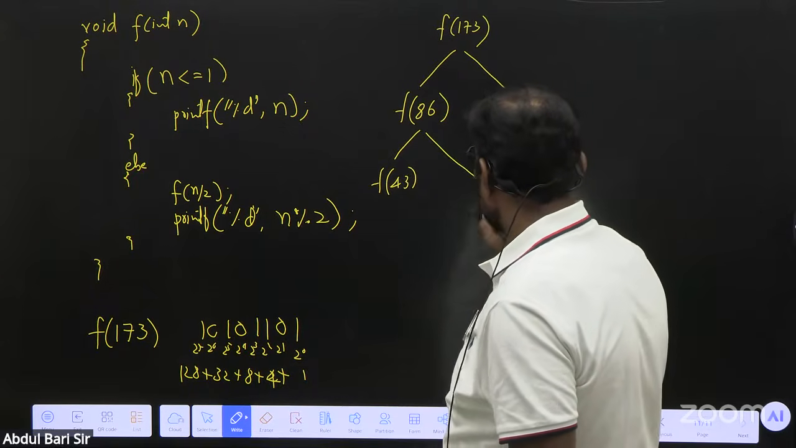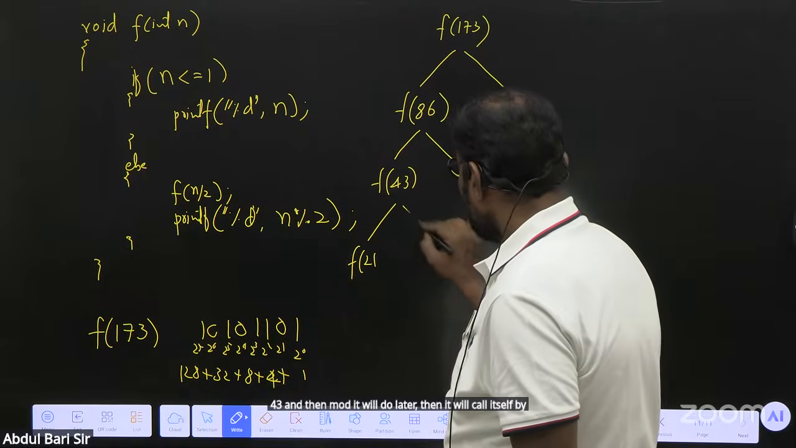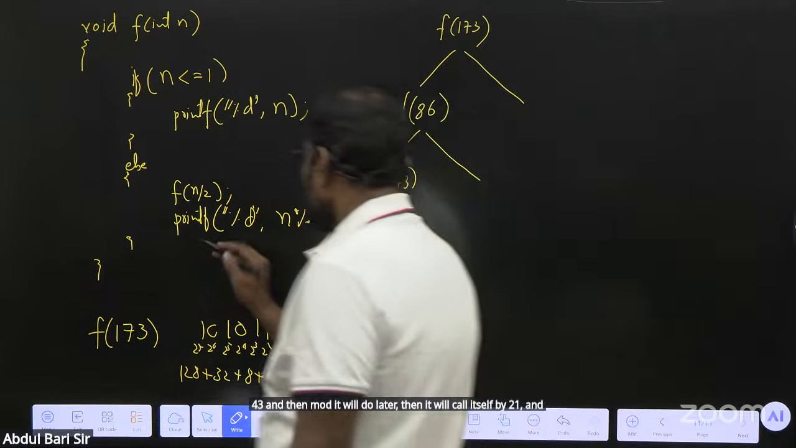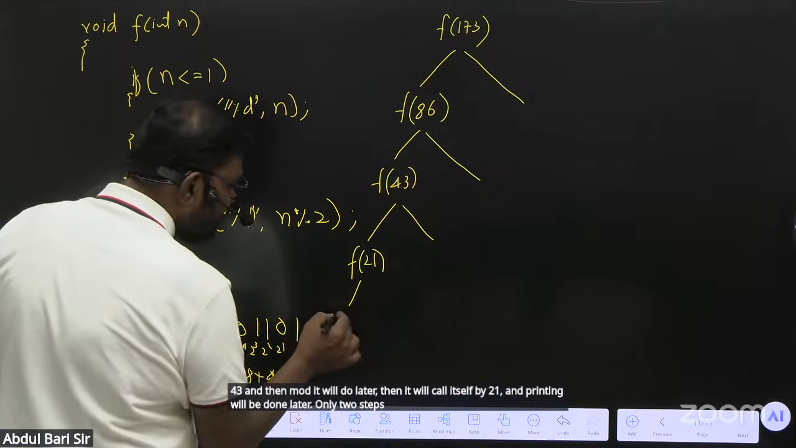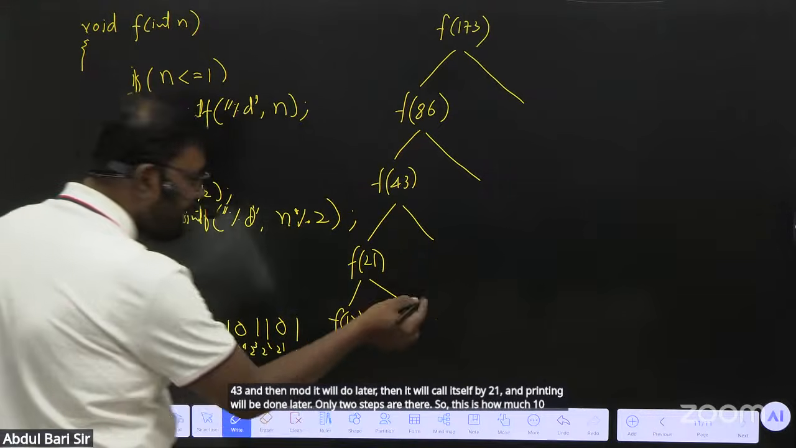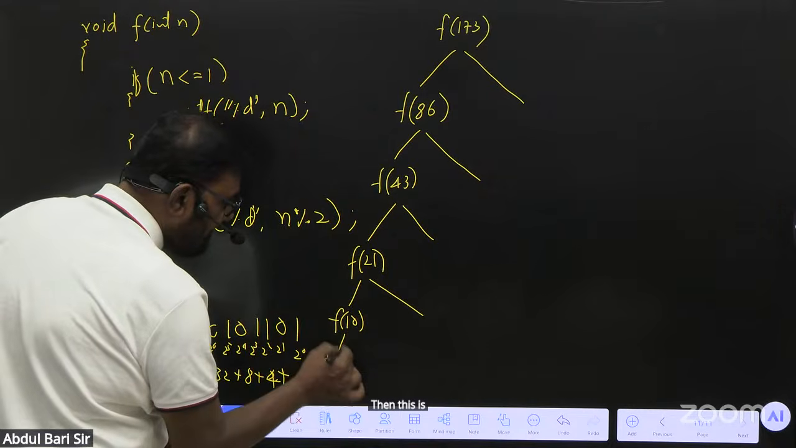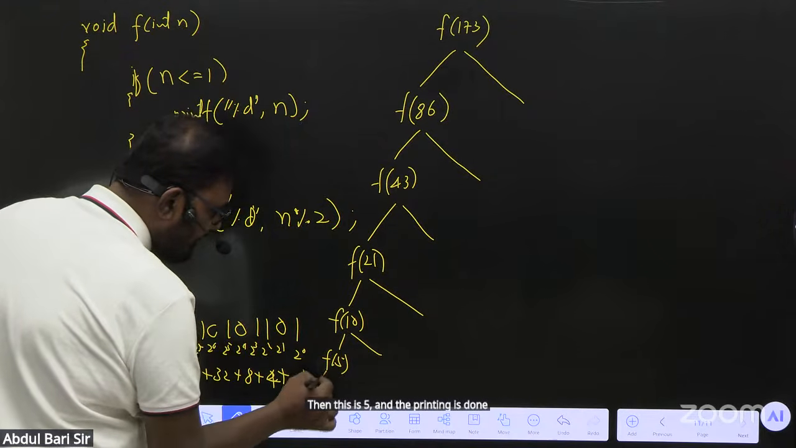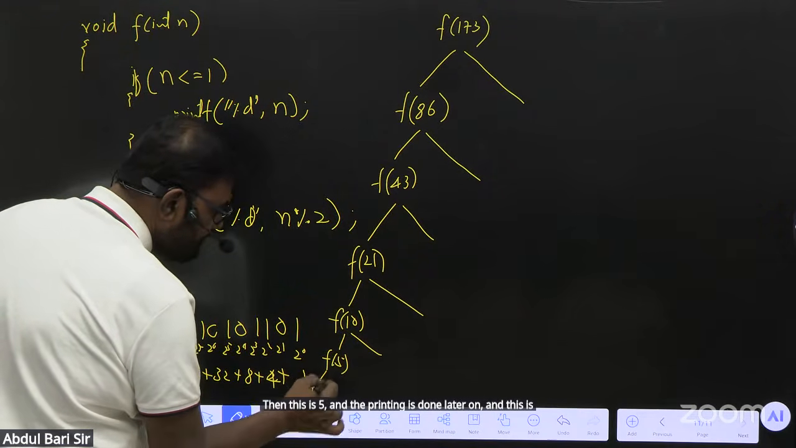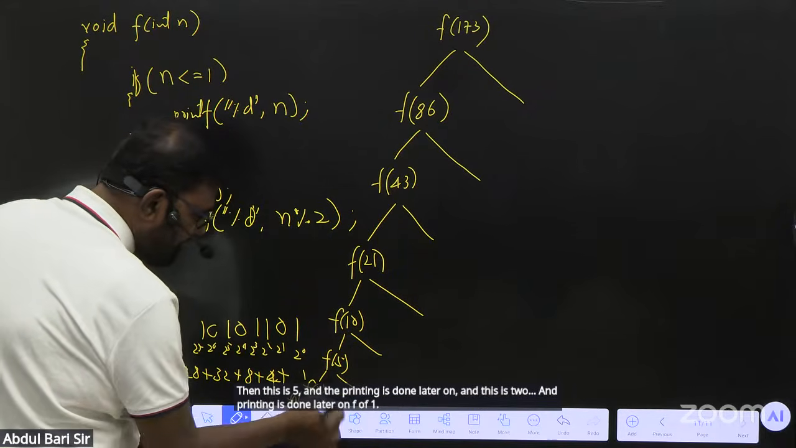43, and then mod it will do later. Then it will call itself by 21, and printing will be done later. Only two steps are there. So this is how much? 10, and mod of printing of this mod is done later on. Then this is 5, and printing is done later on. And this is 2, and printing is done later on. F of 1, printing is done later on.